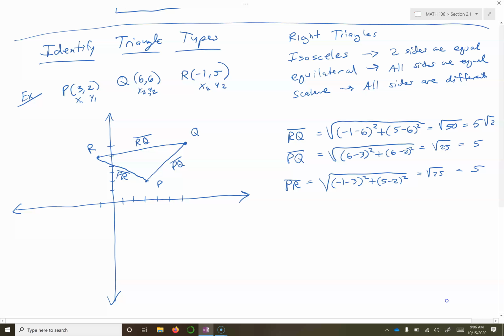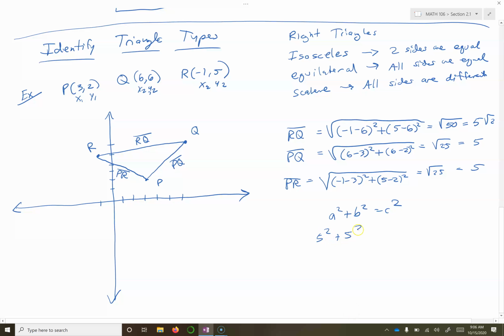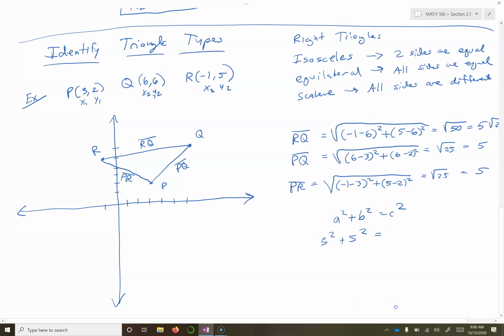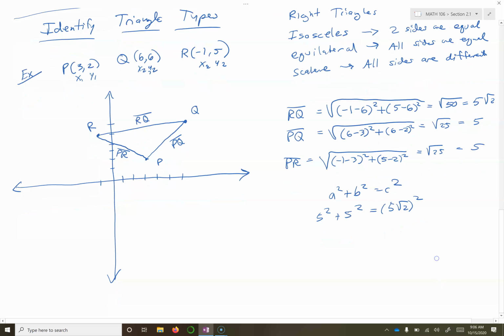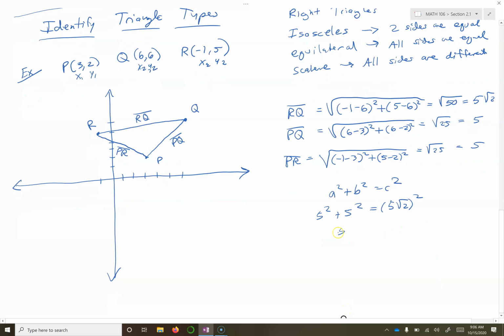So, again, when you look at a right triangle, the biggest length is the hypotenuse. So the hypotenuse in this case would have to be that 5 square root of 2. So if we wanted to check a squared plus b squared equals c squared, we would do 5 squared plus 5 squared equals, and then c being the biggest term would be 5 square root of 2 squared. So let's see what we get. We get 25 plus 25 is 50. And then if we square 5, we get 25. But then if we square root of 2, it's just a 2. So it's 25 times 2, and it's 50. So look at that.